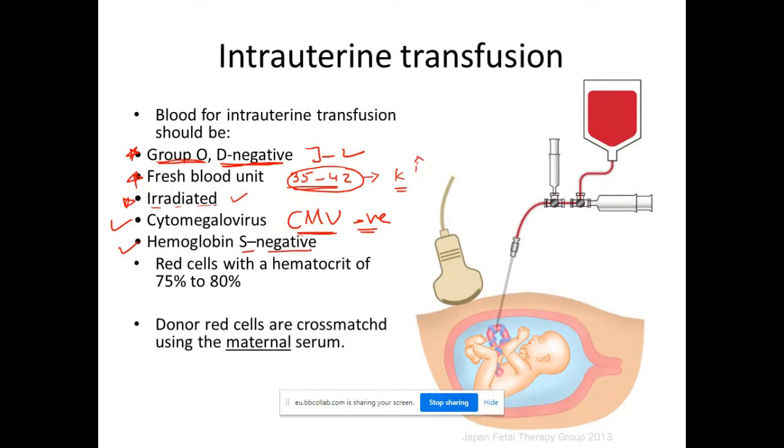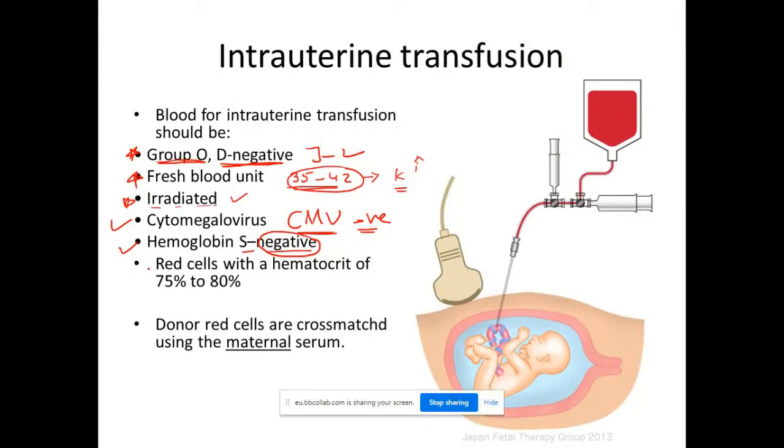Also, hemoglobin S should be negative. In routine, there is no need to check donors for hemoglobin S. However, if we want to give this blood to infants, we also have to do a hemoglobin S test, and again, it should be negative. Okay.